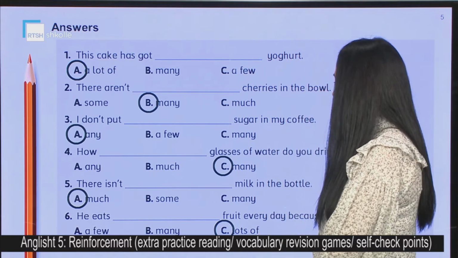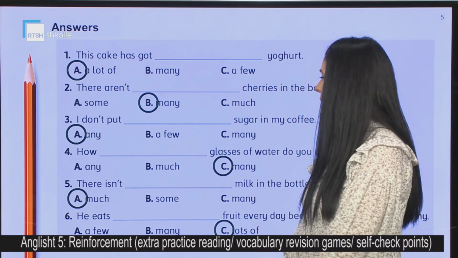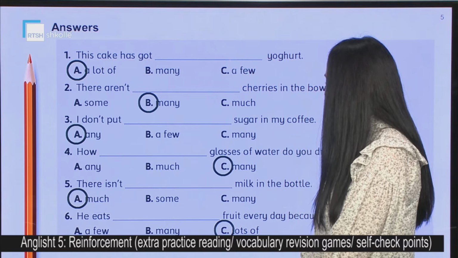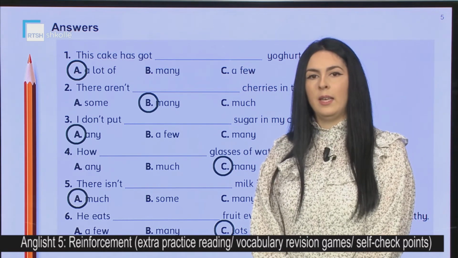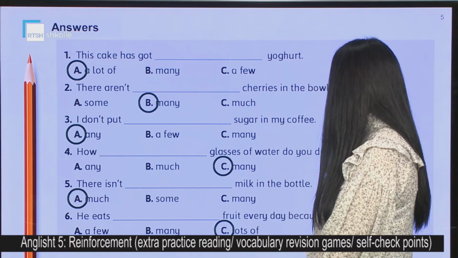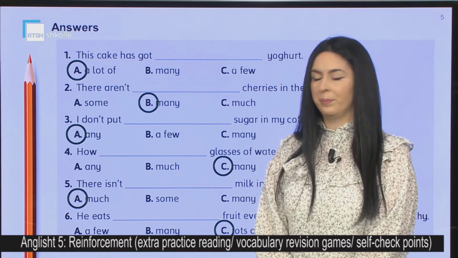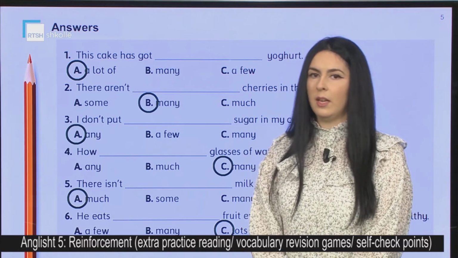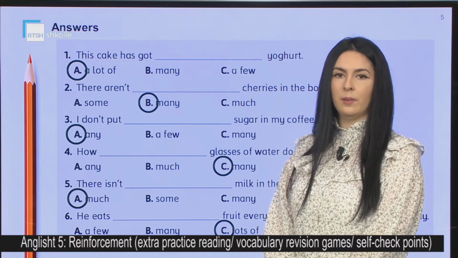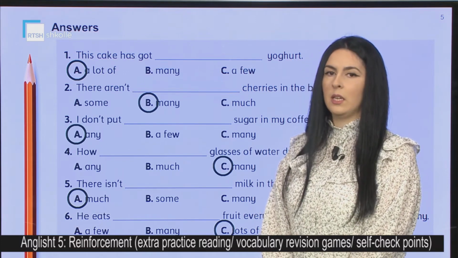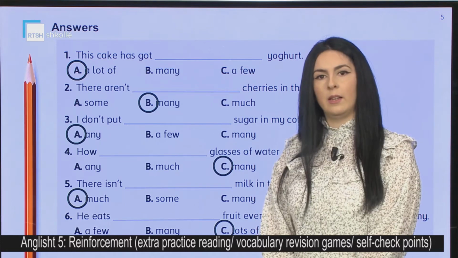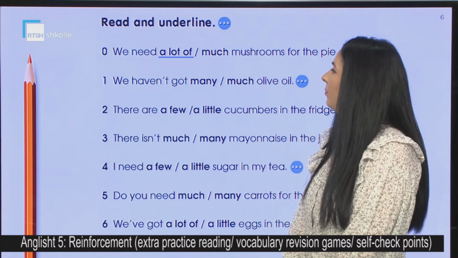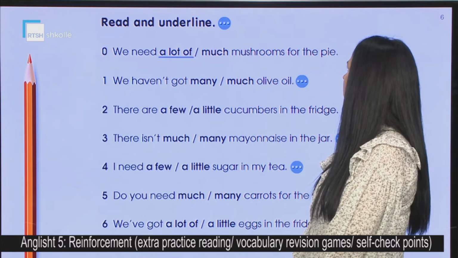There isn't much, some, or many milk in the bottle. We have there isn't much milk in the bottle because much is used with negative sentences, as we said before. And then the last one is, he eats lots of fruit every day because he wants to be healthy. A few and many is incorrect. Lots of is the correct sentence in this case. I hope you guessed right. Now we are going to do another exercise in order to improve our language skills. Read and underline. We need a lot of, much mushrooms for the pie.